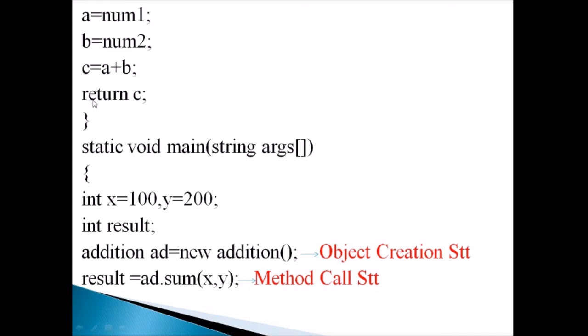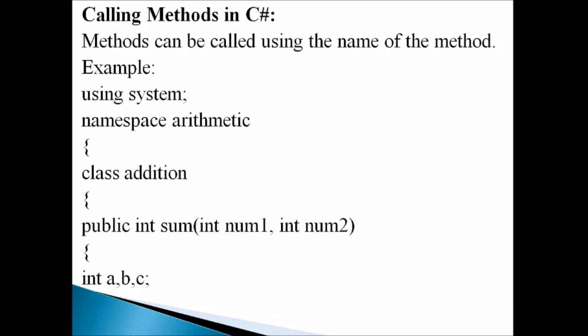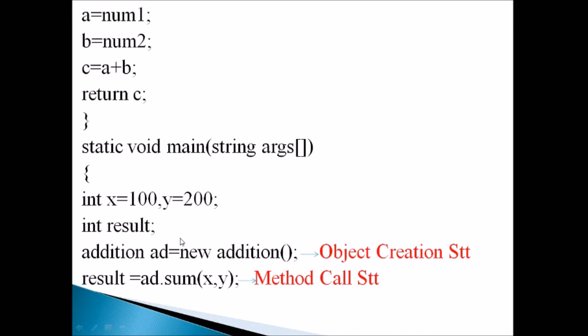Here the statement is return c. The statement is going to return the answer to the place from where this method is called. The value of c is going to be returned back to the place from where this method sum is called. So this is the method definition.